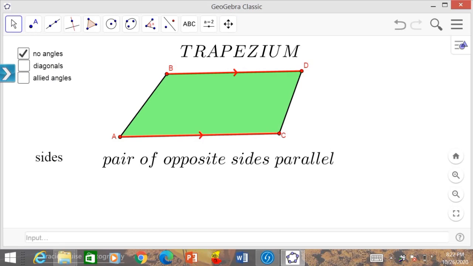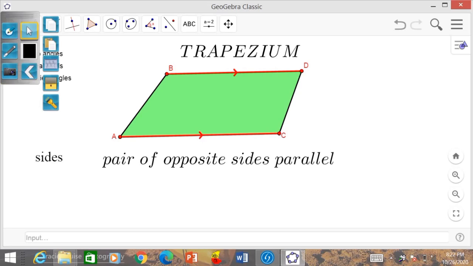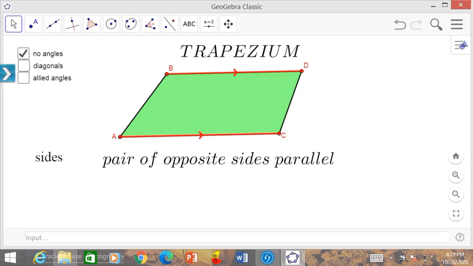Look at this trapezium. This is trapezium ACDB, or you can name it as ABDC. You can start from any vertex. If you start from C, you have to go in clockwise direction or anti-clockwise direction. If you start from C, you can name it as CDBA or CABD. So this is trapezium ACDB, or you can name ABDC.